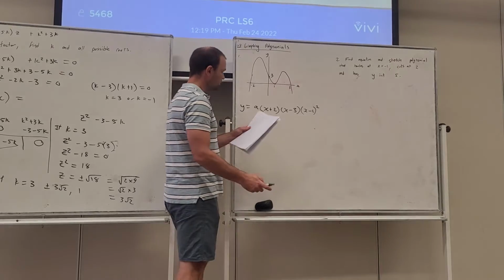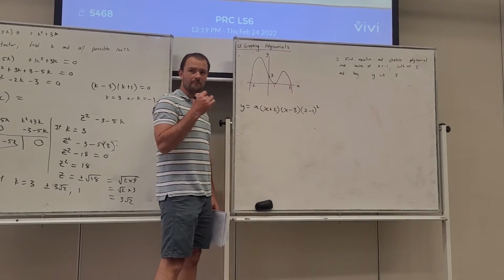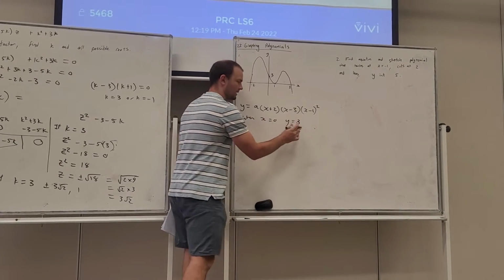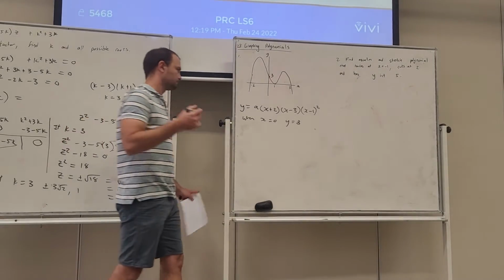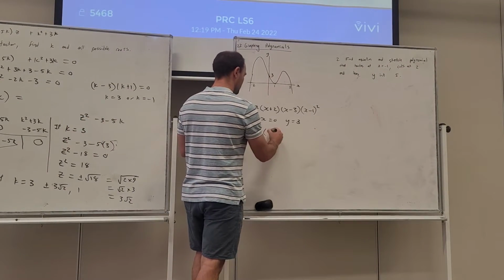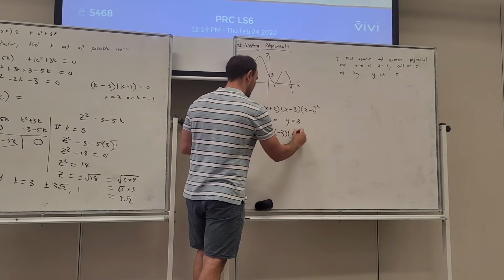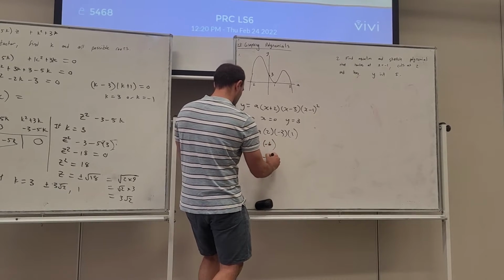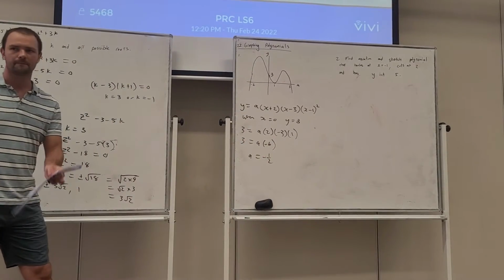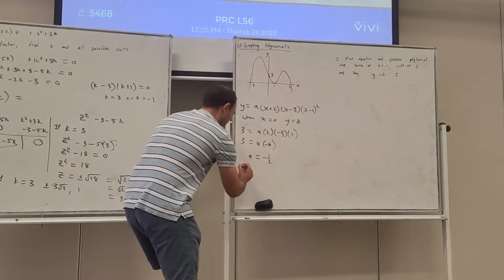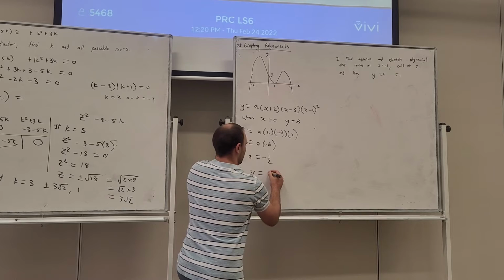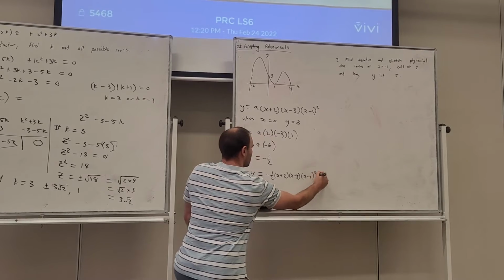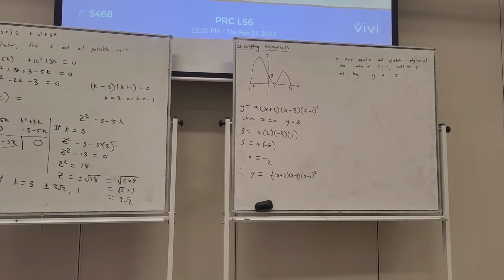Okay, we also know that it has a y-intercept of 3, which means we can find this value of a. We've got when x is 0, y is 3. And we're going to plug that into here to solve for a. We'll have 3 equals a times 2 times -3 times 1. A is -half, and therefore the polynomial is -half x plus 2, x take 3, x take 1 squared.